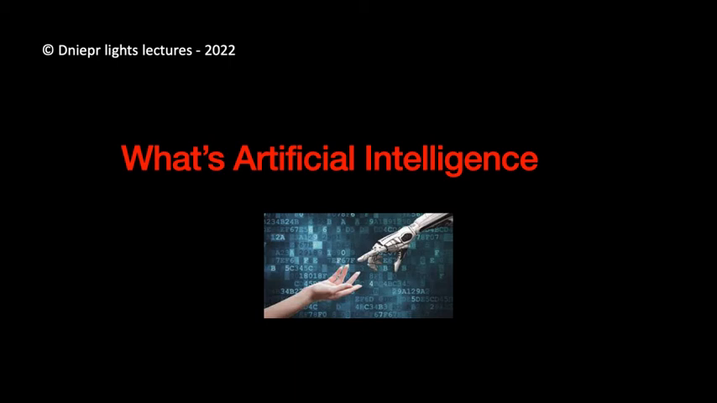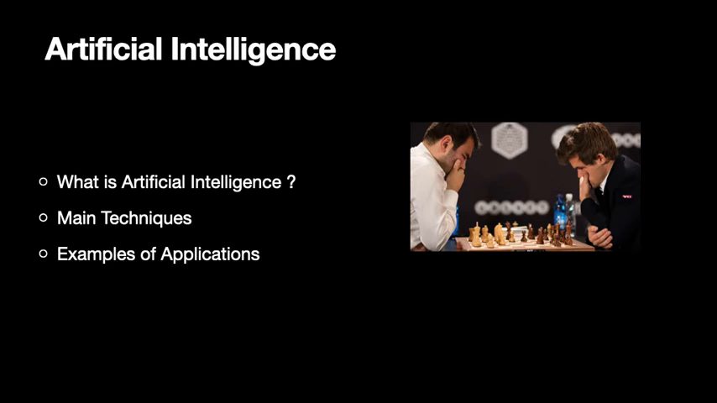Hello everybody. In this video I want to present you the main techniques of artificial intelligence and main applications. So at the beginning in 1956, two researchers, John McCarthy and Steve McKenzie, launched a challenge. Can we develop an application playing chess like a champion?